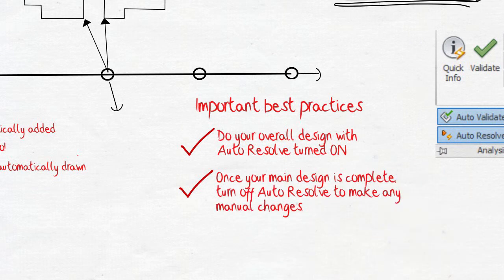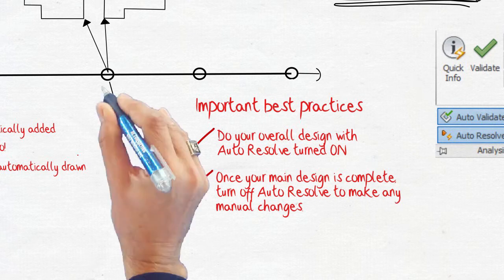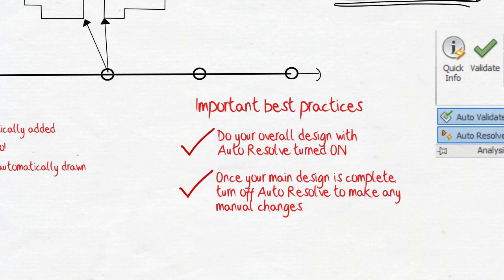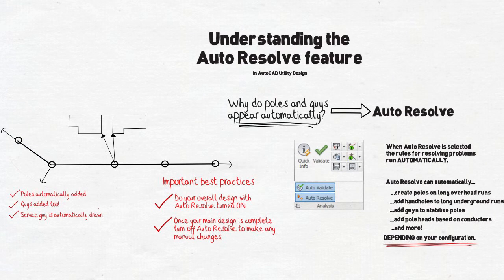Once it's turned off, I can, for example, erase the service guy and make other changes that, as the designer, I know are acceptable. Note that in DL Consulting's full user training, there's a lot more information available about the Auto-Resolve feature, as well as examples for students to perform.